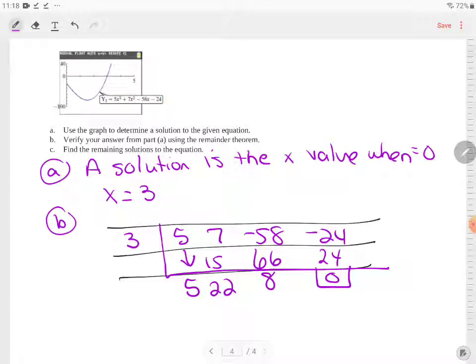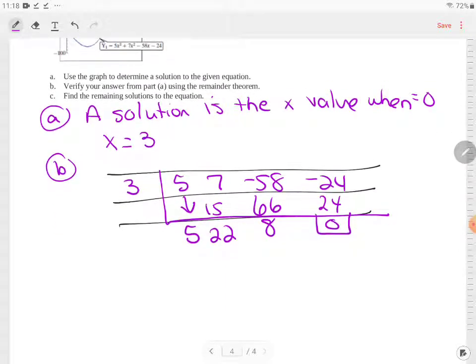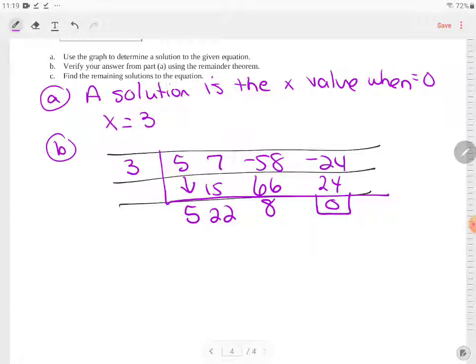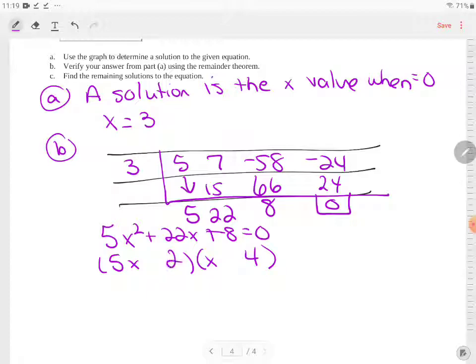Then it says find the remaining solutions to the equation. And again, you're left with an equation here. 5x squared plus 22x plus 8 equals 0. And if I factor that, that's 5x and x. So what times what is 40 that adds to 22? So I want to get 20 and 2. So 5 times 4 is 20. 2 here.